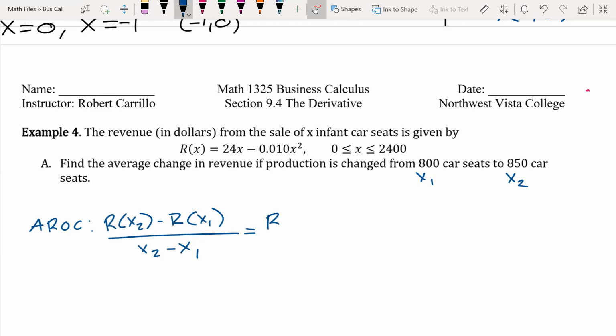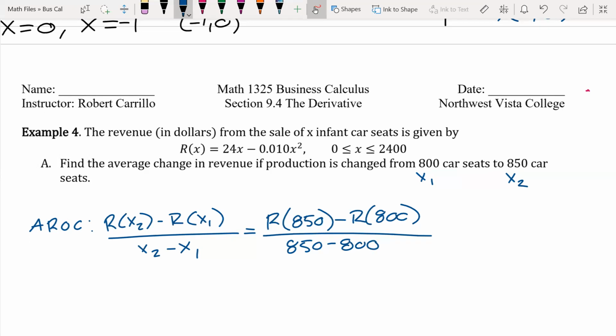And now, since I labeled it all, we get r of 850 minus r of 800 over 850 minus 800. And now a little bit of side work down below. Let's go ahead and figure out what r of 850 is and r of 800 is, which means you just plug these into the revenue function given above. And I'll just use my calculator for that.